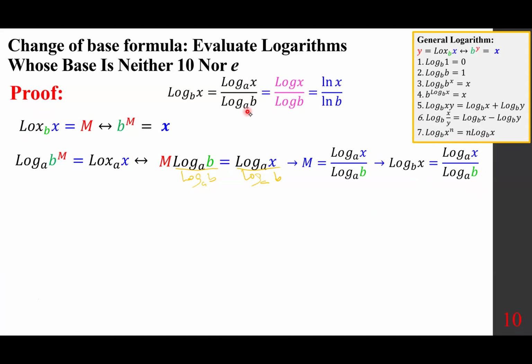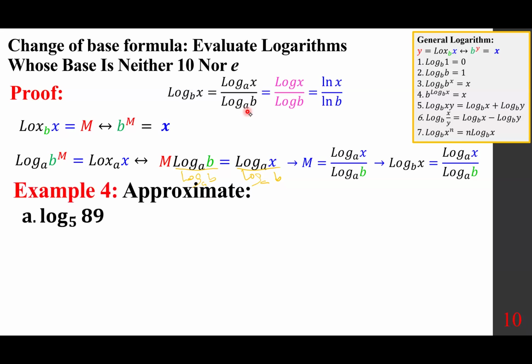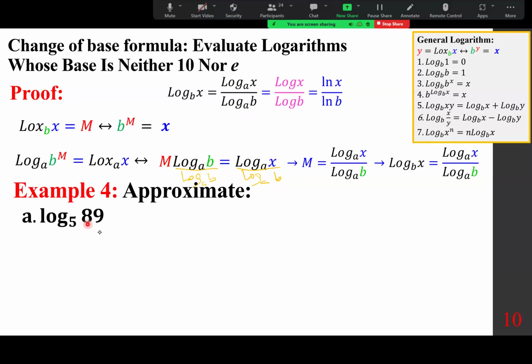But it has a lot of applications, especially when we are dealing with logs that are not natural log or common log. For example, log base 5 of 89. We have two choices. We can say log 89 over log 5. That means we choose base 10. We can say ln 89 over ln 5. That means we are choosing the natural log.